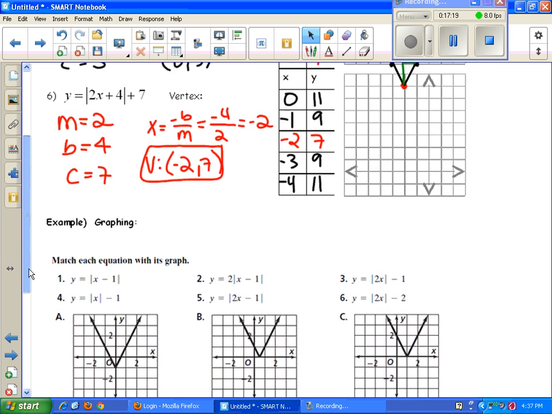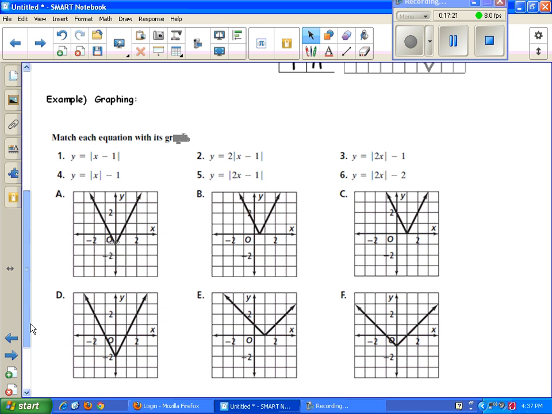So now let's take a look at some equations of graphs here. So it says match each equation with its graph. So if I want to match the equation with its graph, then the first thing that I would do is I would find the vertex. So we already learned how to do that, so it should be kind of easy now. So the x-coordinate's negative b over m, so we have negative negative 1 over 1, which is just 1. My c value is 0, so 1, 0.